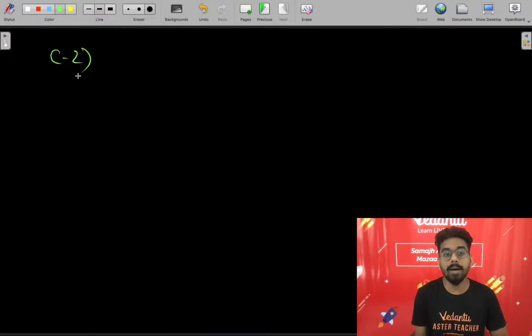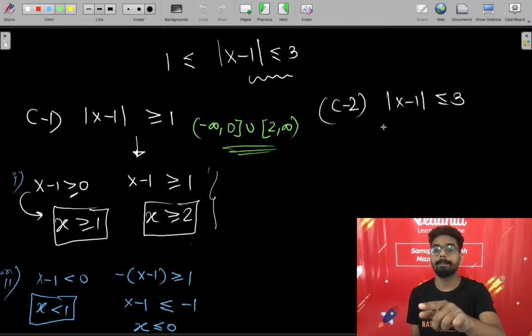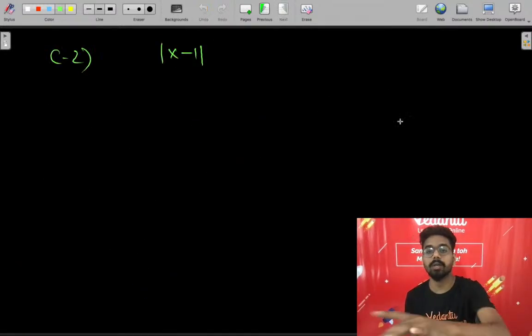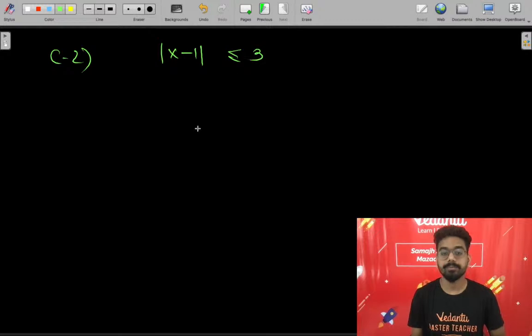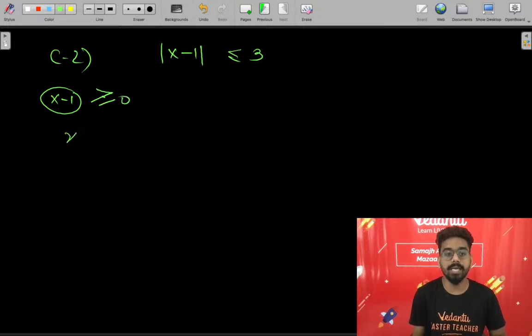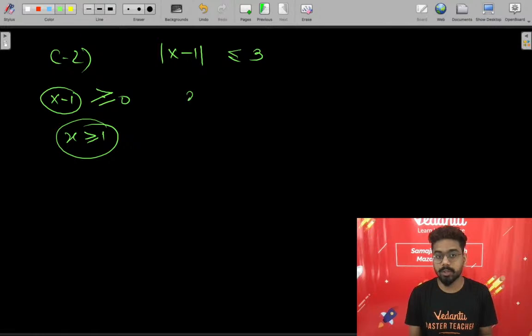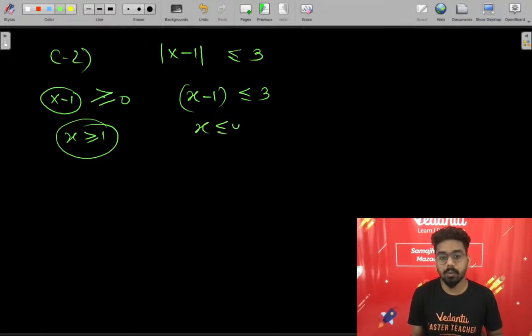Case number 2 was modulus of x minus 1 less than equal to 3. Again in it we will do: inside thing is greater than equal to 0, means x is greater than equals to 1, and if inside thing is positive, you can just remove the modulus sign without changing any sign, less than equals to 3. You will have x less than equals to 4.